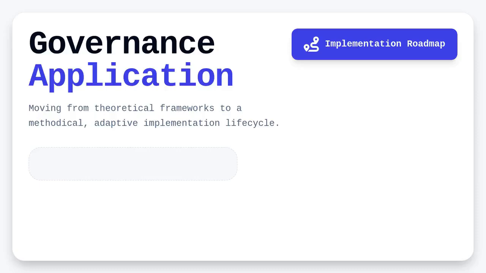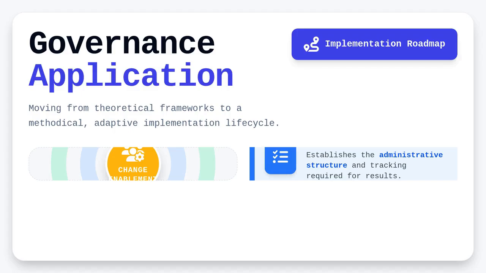Throughout this process, three concurrent rings provide the necessary guardrails: change enablement, program management, and continuous improvement. These rings operate simultaneously across all 7 phases to ensure that the governance system remains robust. Change enablement focuses on the human element, ensuring that stakeholders are sufficiently prepared for shifts in behavior. Program management provides the administrative structure and tracking mechanisms required to deliver planned results. Meanwhile, continuous improvement ensures that the governance system matures alongside the evolving enterprise environment.